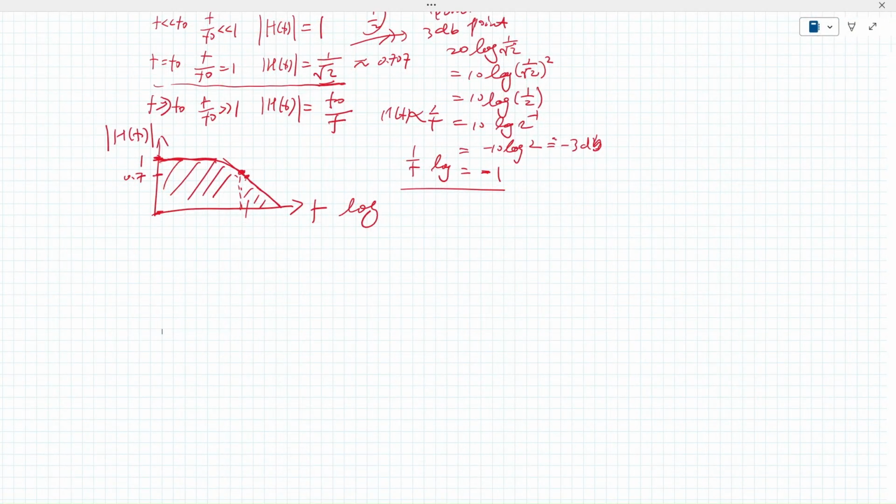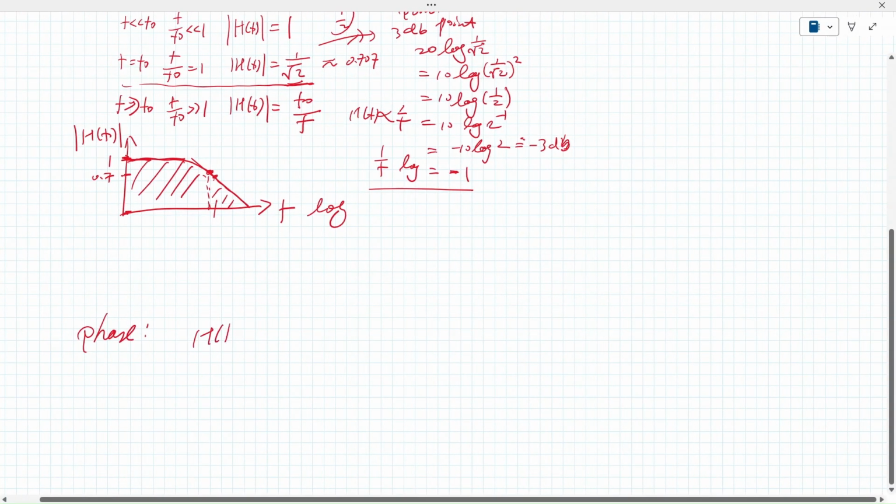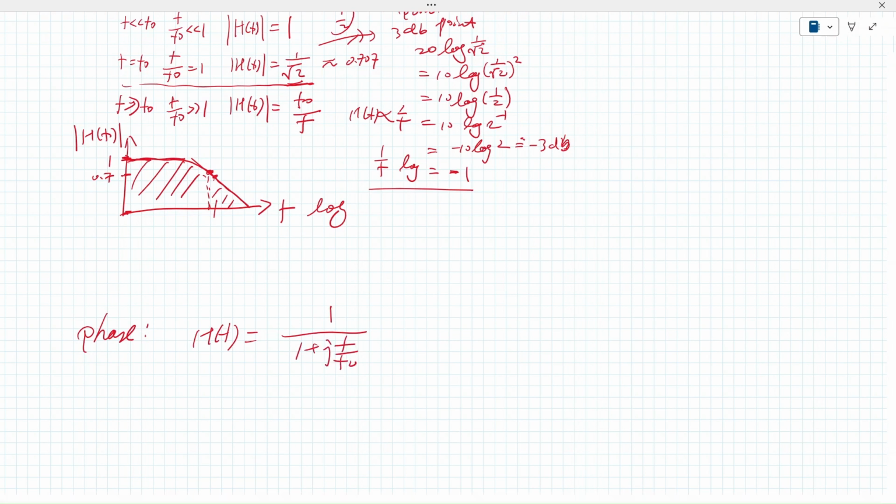Okay, now let's look at the phase. The phase of this transfer function. We write the transfer function here again. It's H(f) = 1 over 1 plus j f over f naught. So first step, we need to make this have an a plus bj format. Then the phase is arctan b over a.